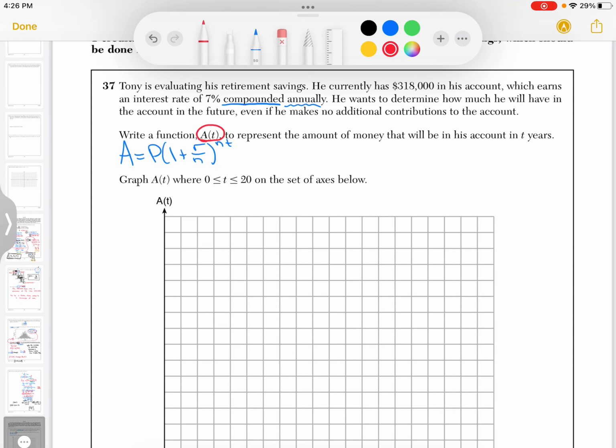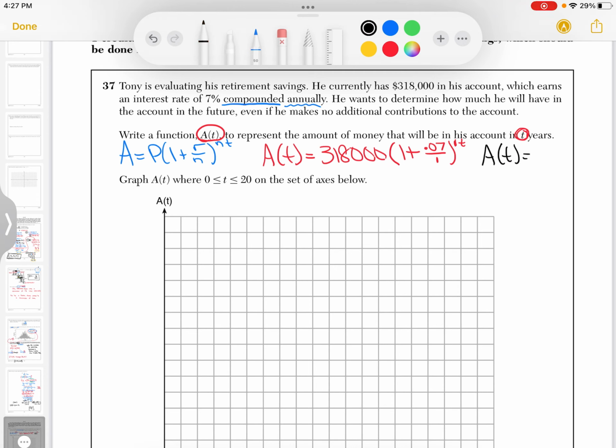So when I go to write out my function, it tells me to use a of t, which means this needs to be a of t equals my starting amount is what he currently has in the account, which is $318,000 times 1 plus. The rate is 7%, but you have to plug it in as a decimal, so it's 0.07 over, now this one's kind of tricky, but it's compounded annually. Compounded, or your n, is how often something happens in a year. Annually is once every year, so it's going to be a 1 to the 1 times t. It doesn't tell me what t is, so I just plug in t.